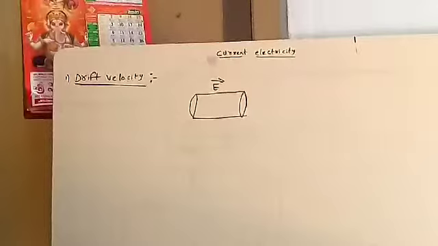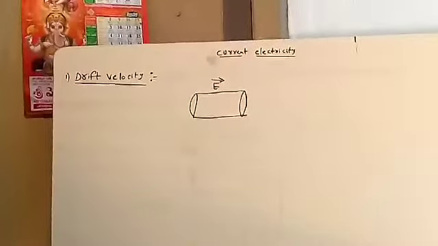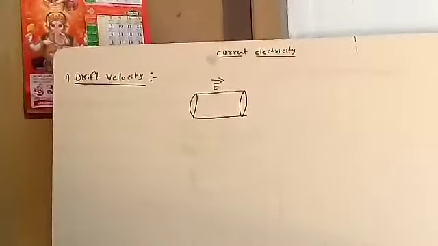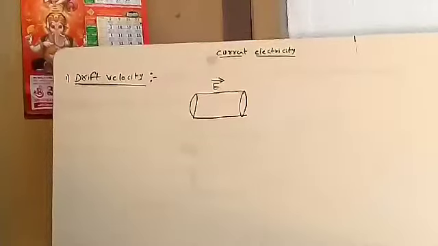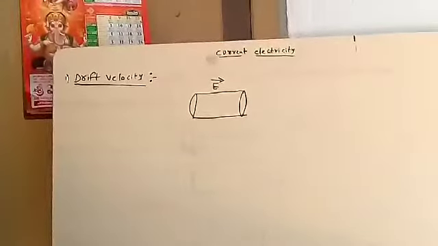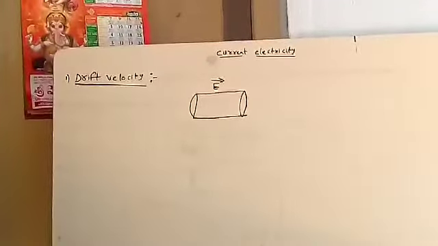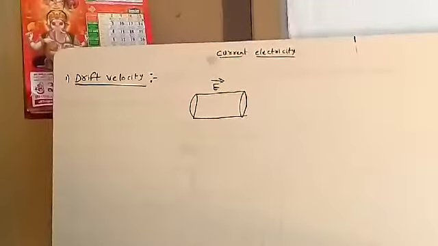But if the same substance we are keeping in the presence of an electric field, then these free electrons will experience a net force. Because of the net force, they are drifting opposite to the direction of the applied electric field. The average velocity with which the electrons drift opposite to the direction of the applied electric field, that velocity we call the drift velocity. Once again, the drift velocity is defined as the average velocity with which the free electrons drift in a direction opposite to the direction of the applied electric field.